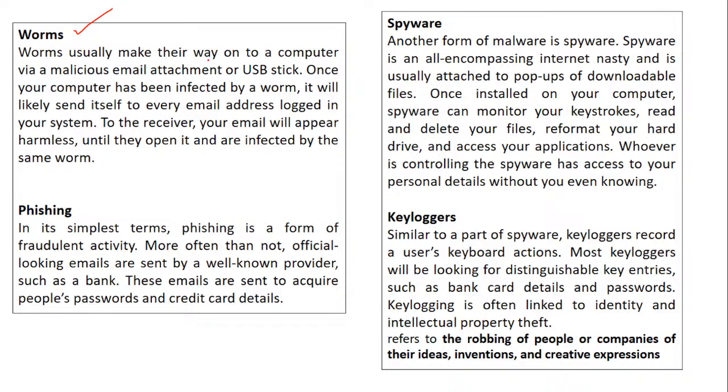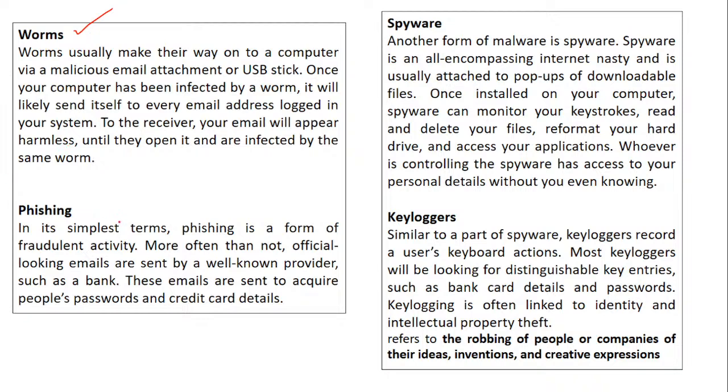Worms usually make their way onto a computer via an email attachment or a USB stick. Once your computer has been infected, it will likely send itself to every email address logged in your system. So as I said, it replicates on its own. We don't have to do anything. The work is already done. To the receiver, your email will appear harmless until they open it and get infected by the same worm. So it just replicates and automatically gets its work done.